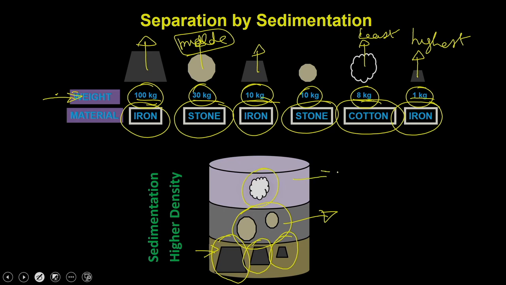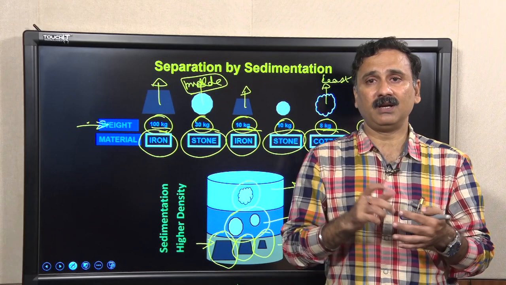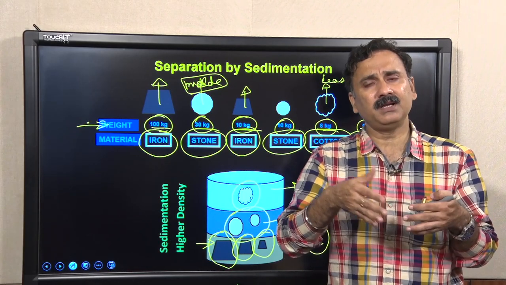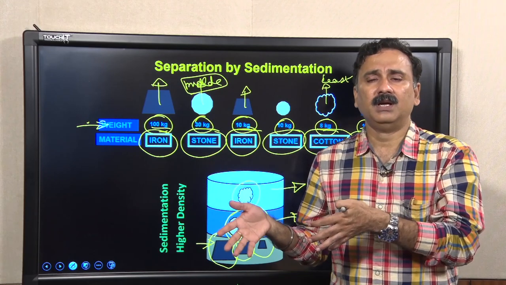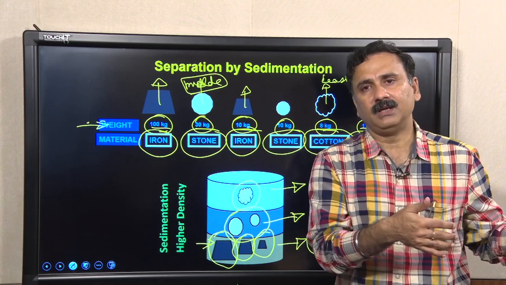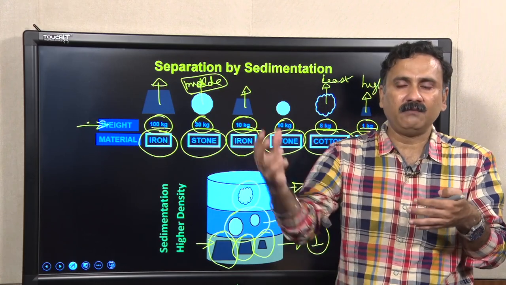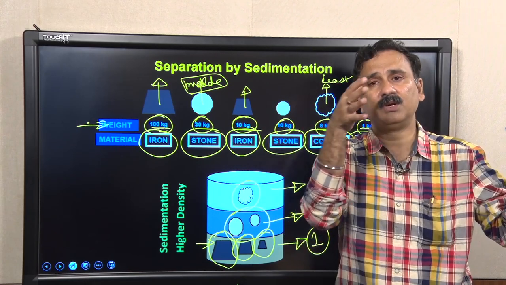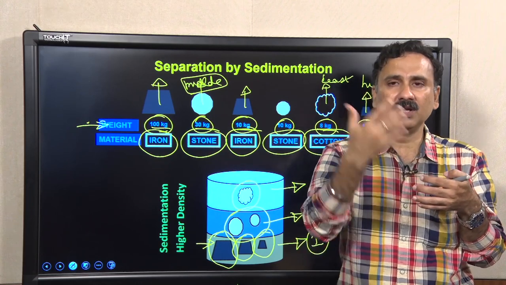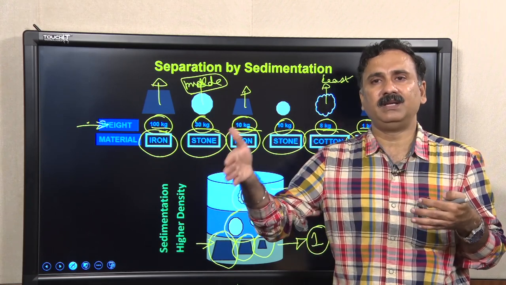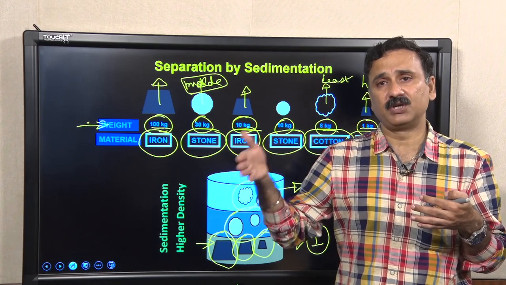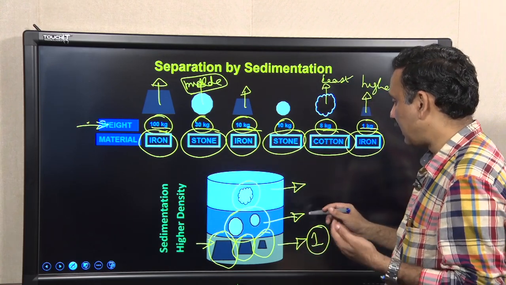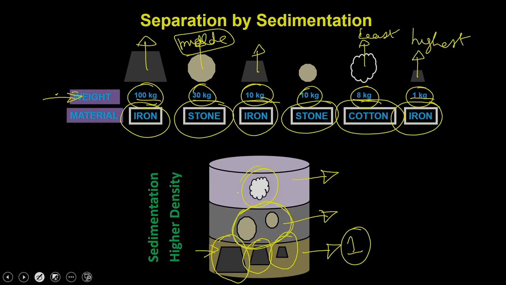So which means if you do a differential centrifugation, the iron is going to be pelleted down first, at a very, very low speed. Even if you spin at a very slow speed, the centrifugal force on the iron, because of its density, is going to be so heavy that it is good enough to nullify the effect of the buoyant forces as well as the frictional forces. Whereas at that particular time, the stone as well as the cotton will not be getting pelleted down.